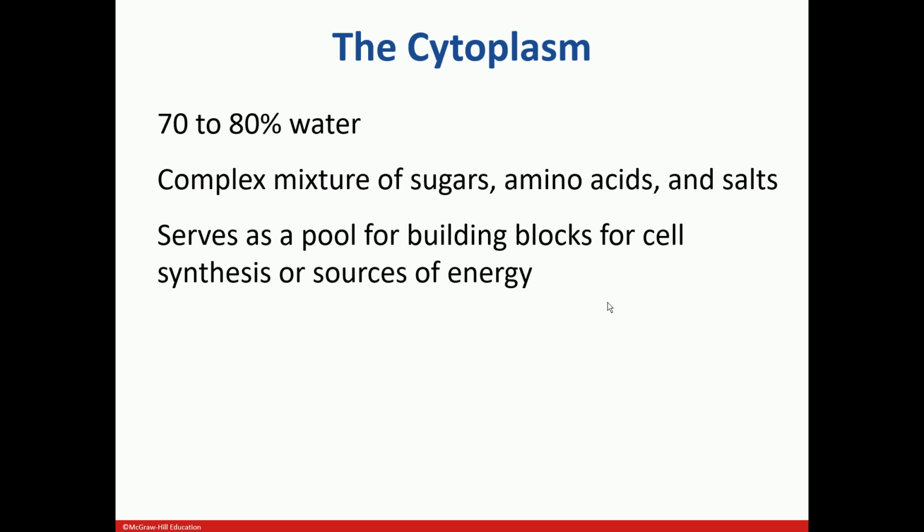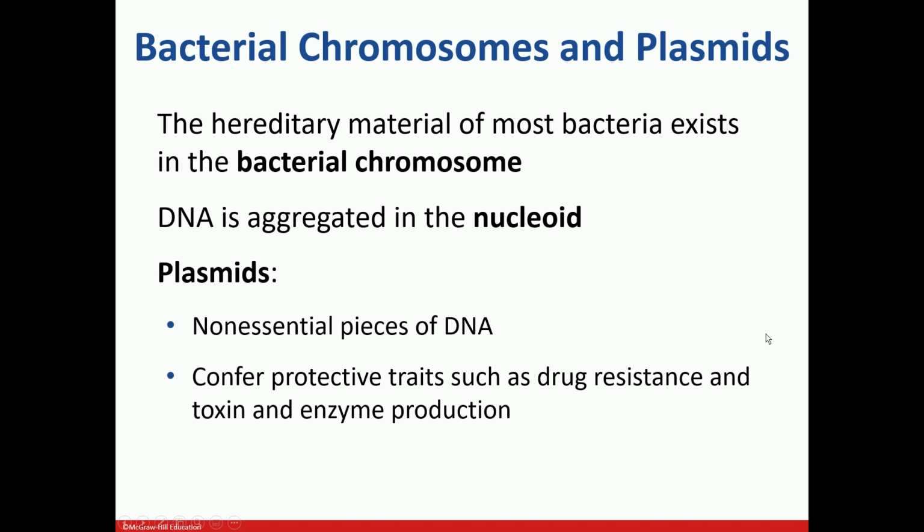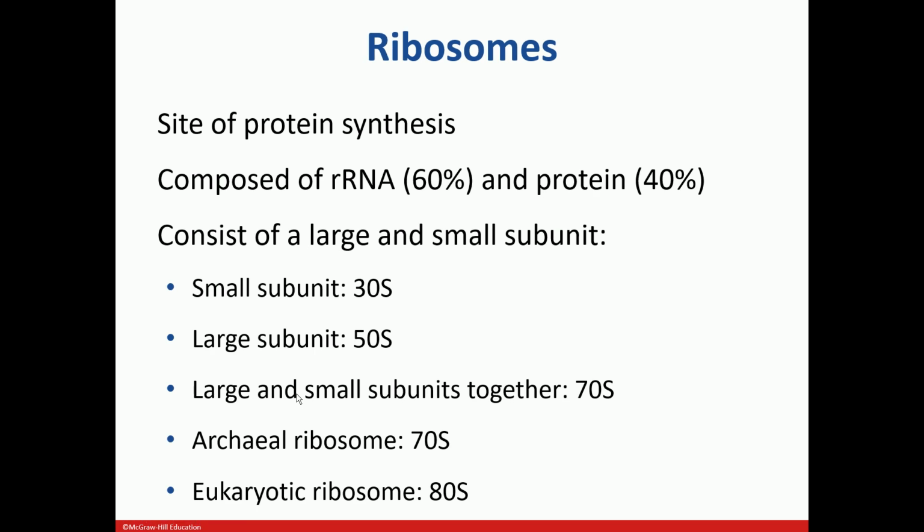Now the cytoplasm in the bacterial cells is made of 70 to 80% water, and it also has some sugars, amino acids, and salts in it. Most of the bacteria have one single chromosome, and that is present in the cytoplasm in a region we call the nucleoid region. And some bacteria also have extrachromosomal DNA, which is circular, and we call them plasmids, and they carry some very important genes.